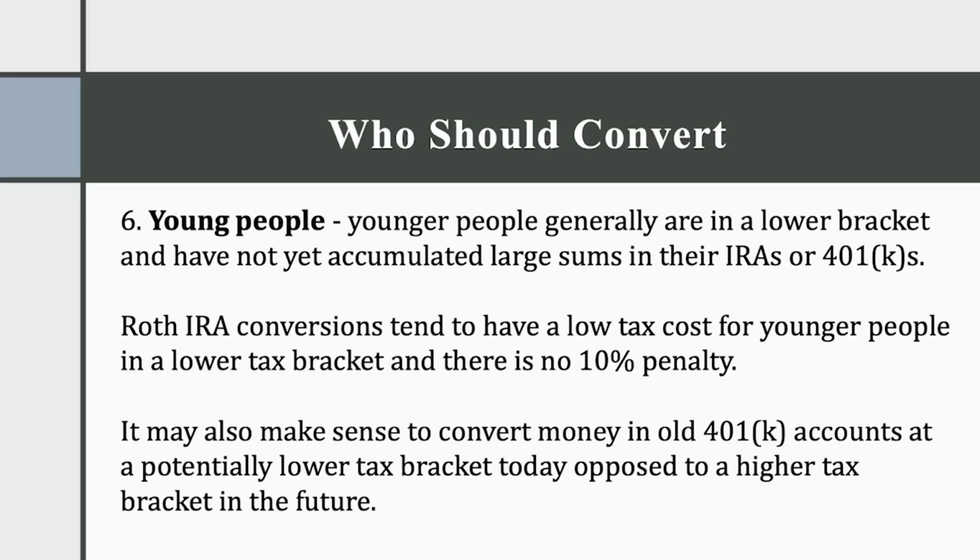Another type of person who should convert are young people. Young people tend to be in a lower tax bracket. Okay. And so Roth conversions tend to have low tax costs for younger people. And there is no 10% penalty to do a conversion. Let me repeat that. If you're under 59.5, there is no 10% penalty to convert an IRA to a Roth IRA.